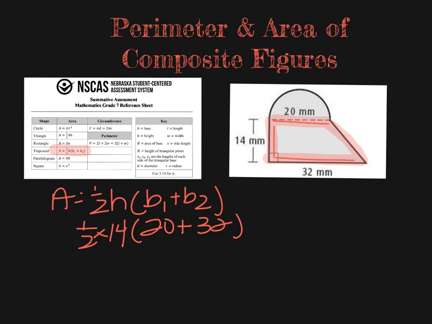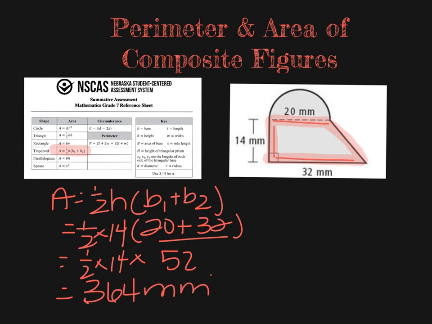Once I get all of those values plugged in, it's a matter of using order of operations. I'm going to do my parentheses first, which is 52. Then I drop down my multiplication, and so I have 1/2 times 14 times 52. Remember, you can use a calculator. So when you type that all in, the area of your trapezoid is 364 millimeters squared. And then we'll move on to the half circle, or the semicircle.